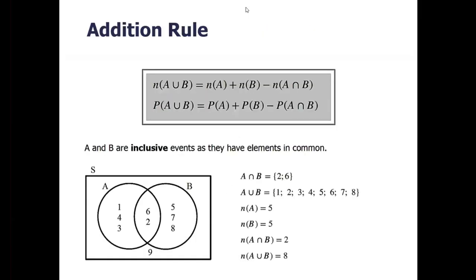Right. The addition rule. This is very important. This is applicable to your number of outcomes as well as the probability of a certain outcome. And that is that the number or the probability of A or B is equal to the number of A or the probability of A plus the number or probability of B minus the number or probability of A and B.